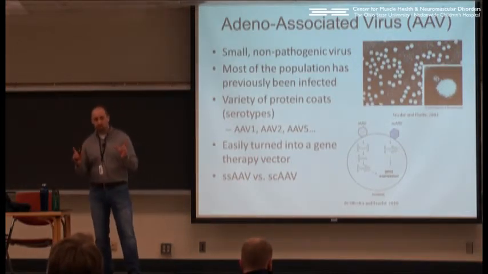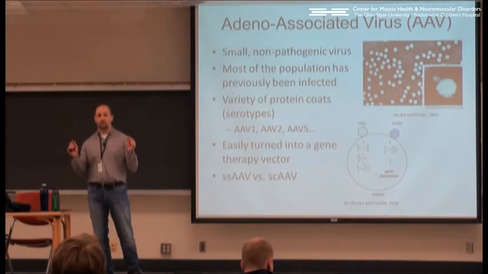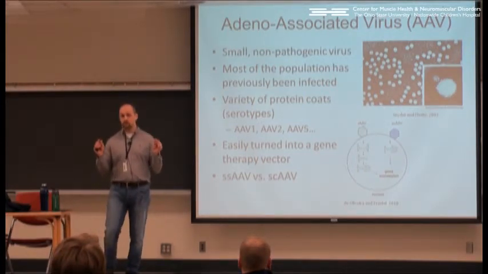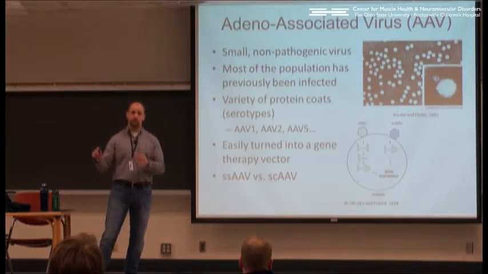There are two main open reading frames. To make AAV a vector, you remove them. The only thing that's left are two non-coding terminal repeats. And then you just insert your transgene set in there, and then off you go.